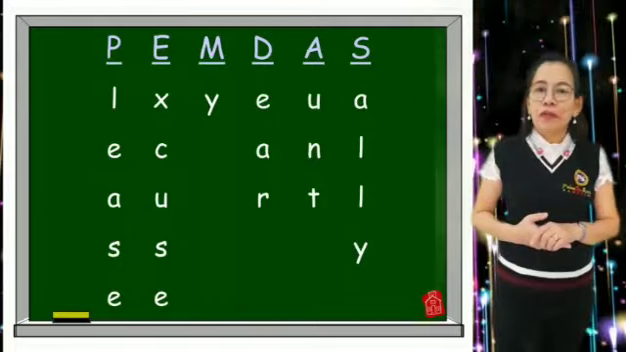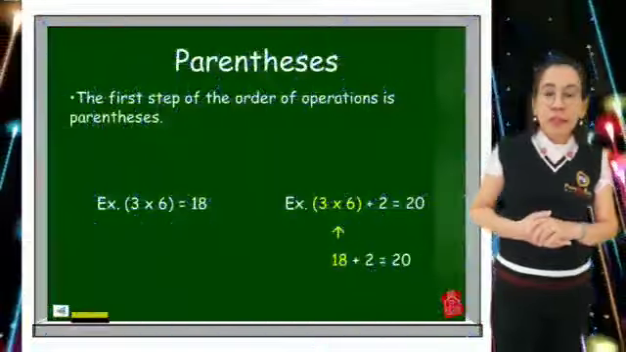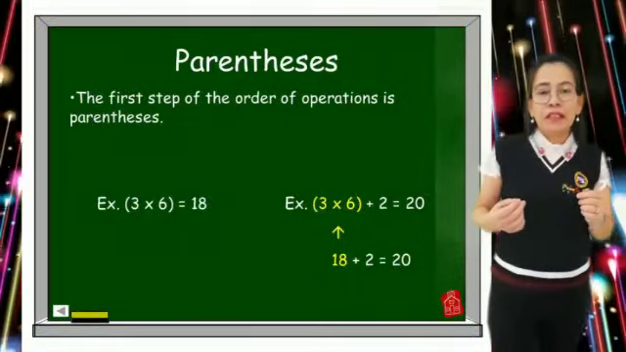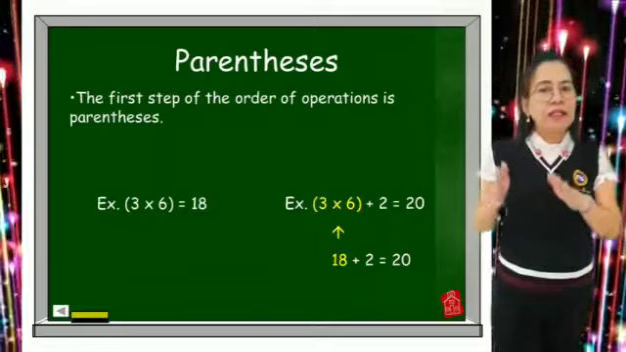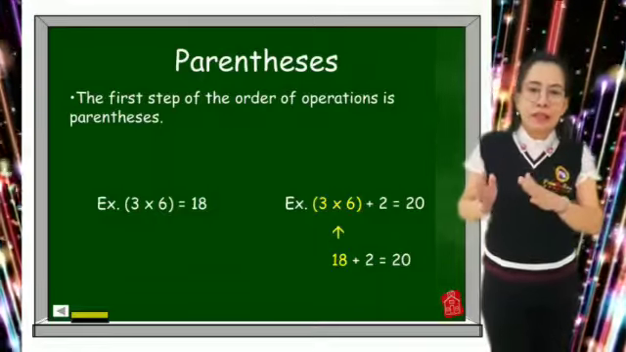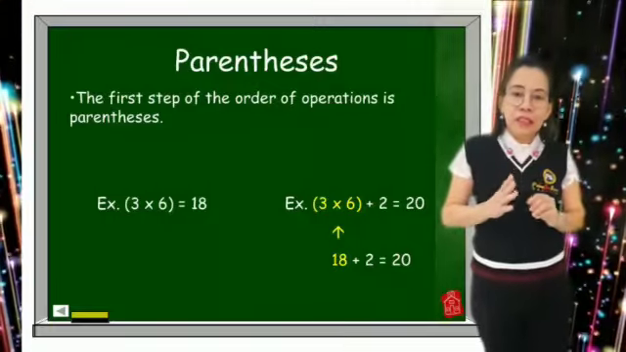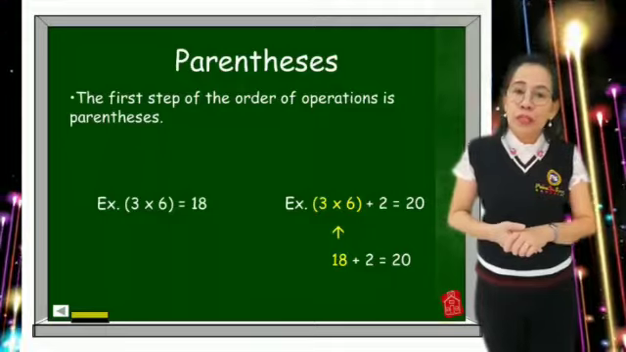The first step of the order of operations is parentheses. Let's say, for example, there is a parentheses, 3 times 6, so that equals 18. If there is another component, you will do it next. Let's say 3 times 6 inside the parentheses, 18, plus 2, so that will give you 20.